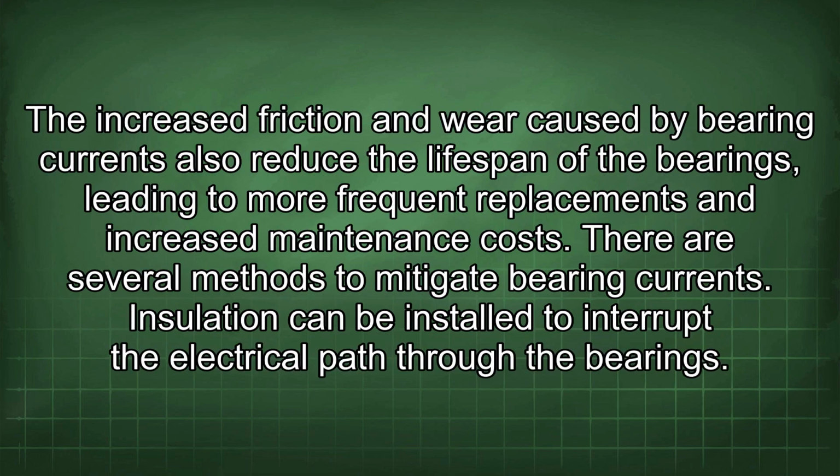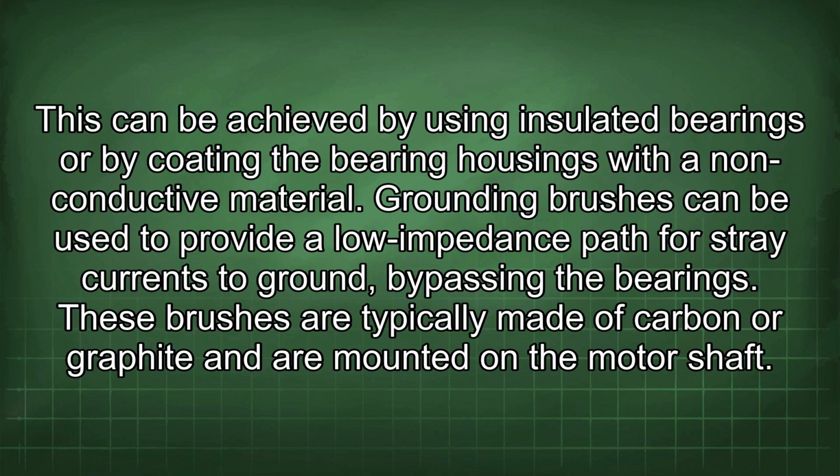The increased friction and wear caused by bearing currents also reduce the lifespan of the bearings, leading to more frequent replacements and increased maintenance costs. There are several methods to mitigate bearing currents. Insulation can be installed to interrupt the electrical path through the bearings. This can be achieved by using insulated bearings or by coating the bearing housings with a non-conductive material.